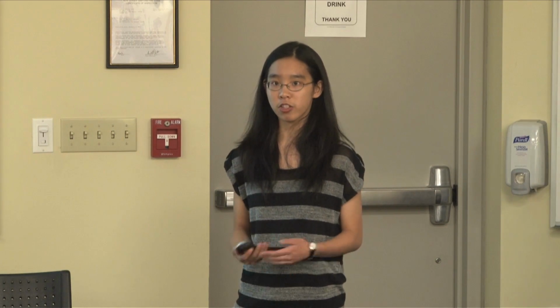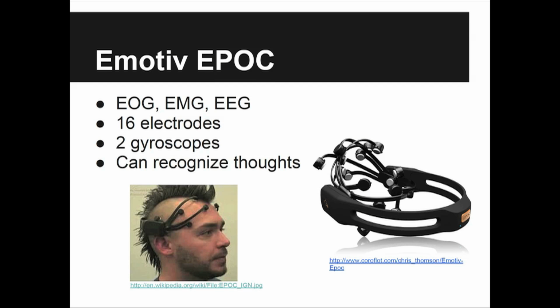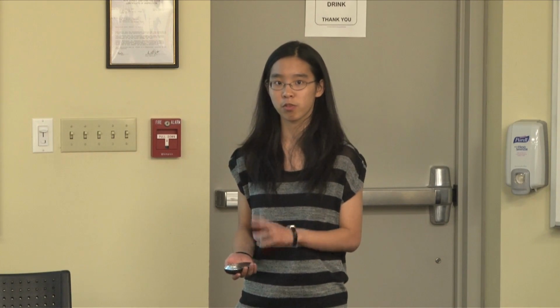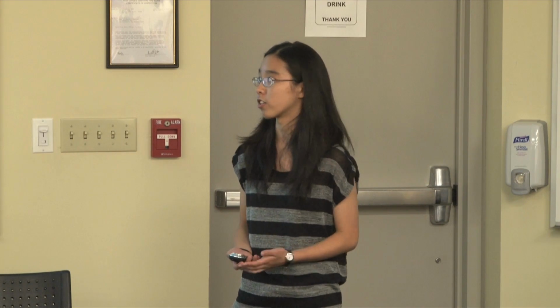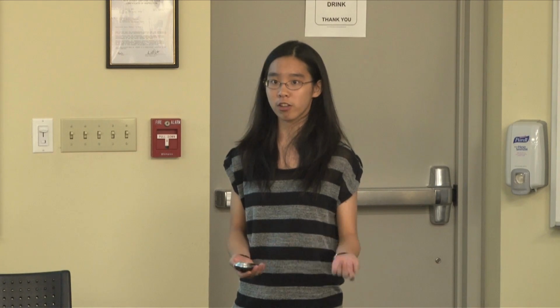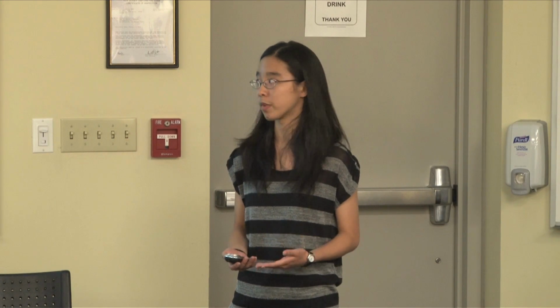So the type of BCI we chose was the Emotiv EPOC headset. And this headset had an electrooculogram, which measured eye movements, an electromyogram, which measured facial movements, and an electroencephalogram, which measured brain waves. So as you can see in the picture, there are 16 electrodes. Two of these electrodes serve as reference electrodes and measure base signals from the right and left hemispheres of the brain. And the other 14 electrodes read signals based off of these two reference electrodes. The headset also has two gyroscopes, and this is used to measure head movements.